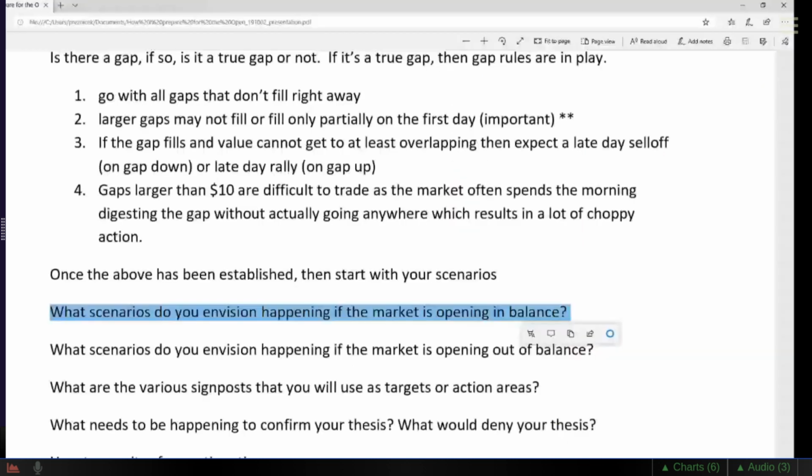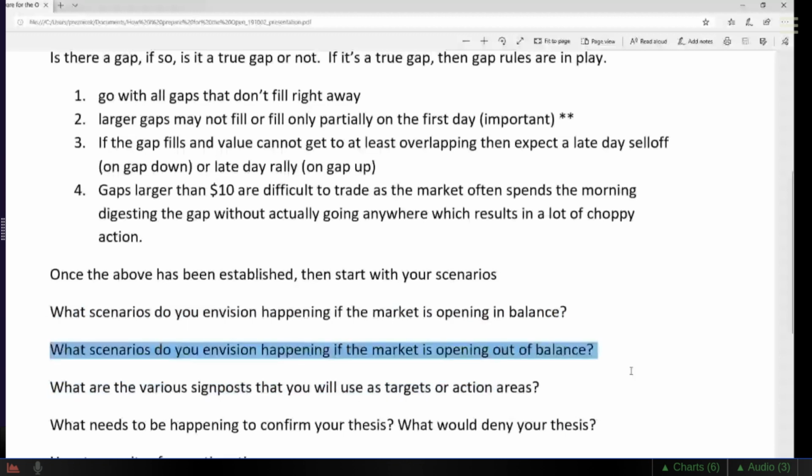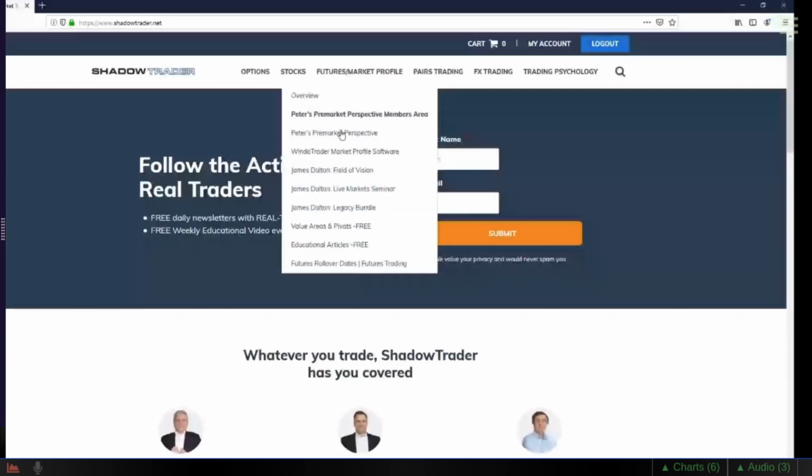So, there are obviously different ways you want to look at the market if it's opening in balance, right? What scenarios do you envision happening if the market is opening out of balance? And for that, I'll use today's scenarios, because that's the type of open that we had. Okay, I will go back to the site now, and I'm going to show you my pre-market report from this morning, which I write every day.